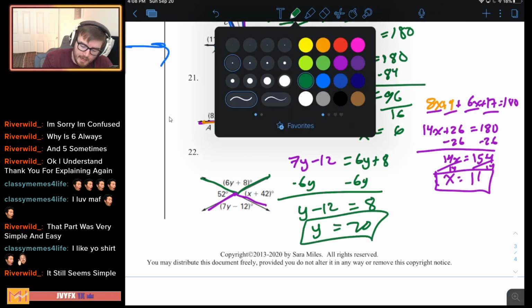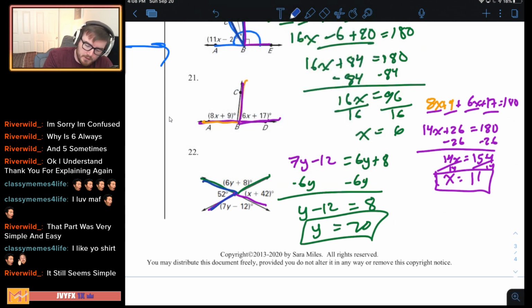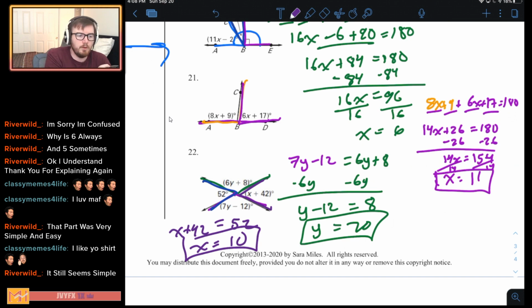And I can do the exact same thing with 52 and x plus 42. So x plus 42 is equal to 52. Subtract the 42. I'm running out of room, so I'm not going to write that. That's just 10. So x equals 10 and y equals 20. Awesome.